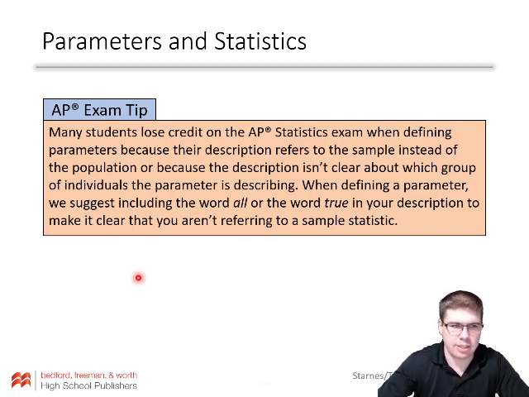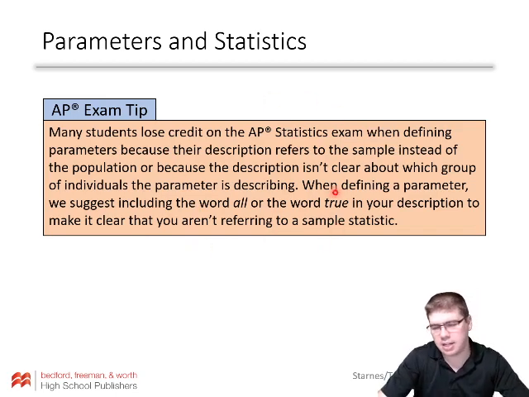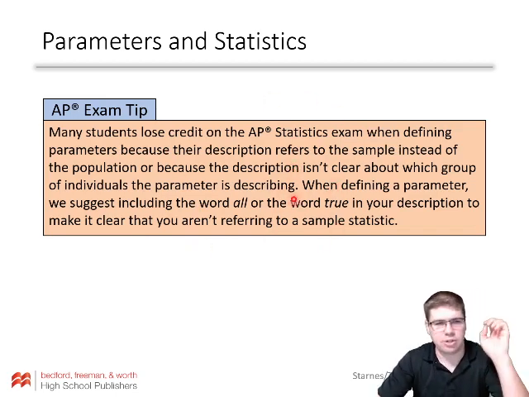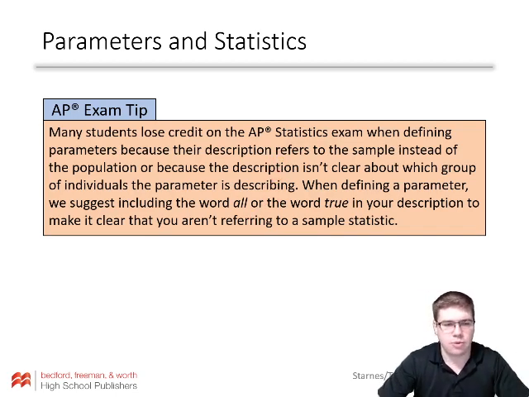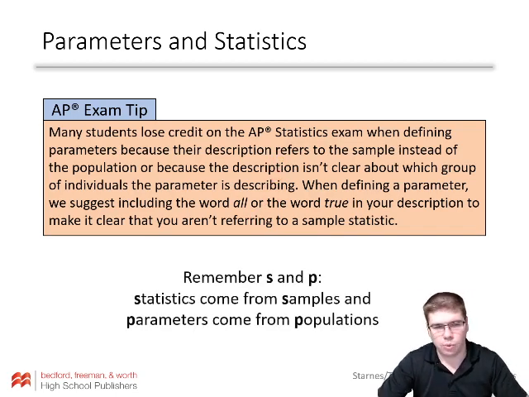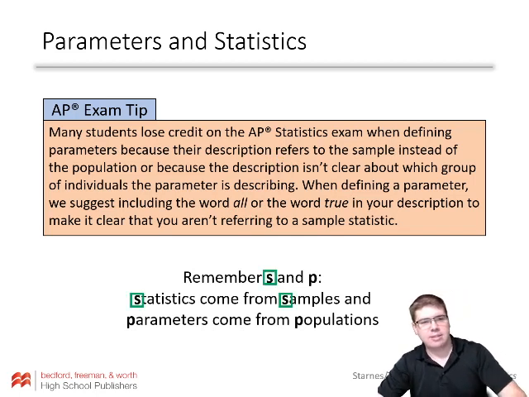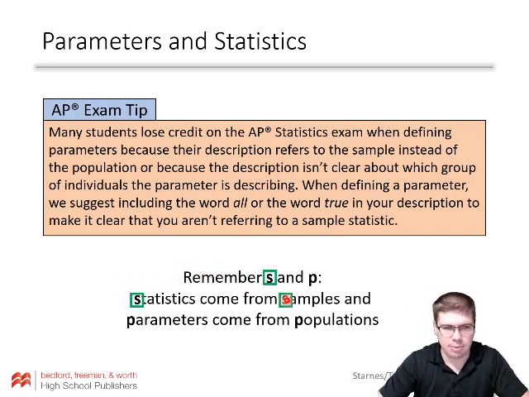So something this AP Statistics class likes to drive home is understanding the difference between your sample proportion or sample mean and your population proportion or mean. Just remember the little rule: S, statistics, go with samples. Statistics come from samples. And P, parameters come from populations.